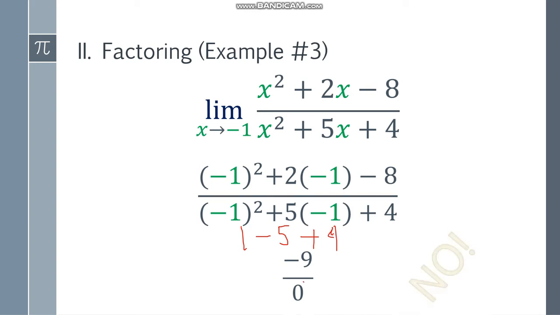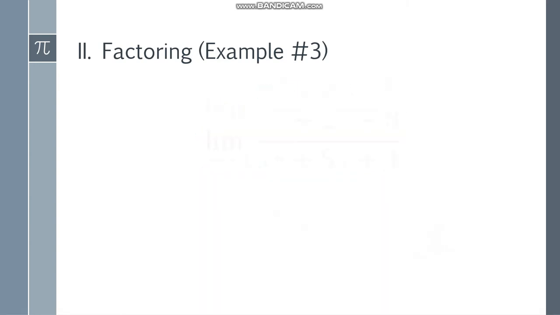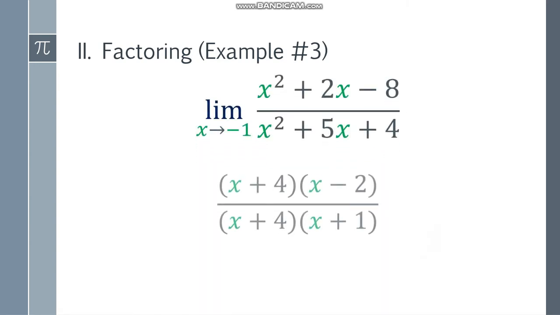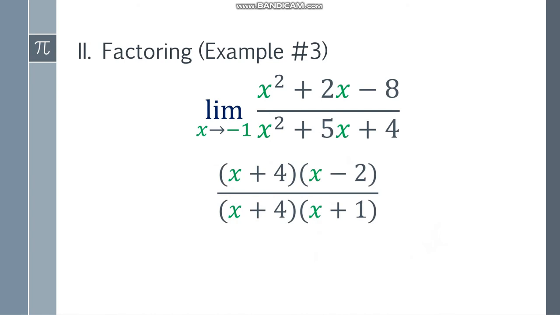So again, it's a big no. We cannot have this as our final answer. We have to do factoring. So let's try factoring. The factor of x squared plus 2x minus 8 is the quantity x plus 4 multiplied by the quantity x minus 2. For the denominator, x squared plus 5x plus 4, we have x plus 4 and x plus 1.